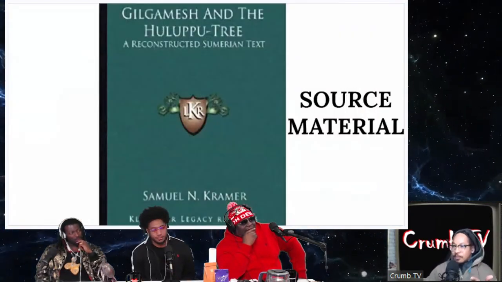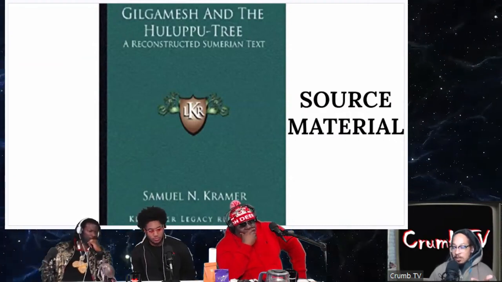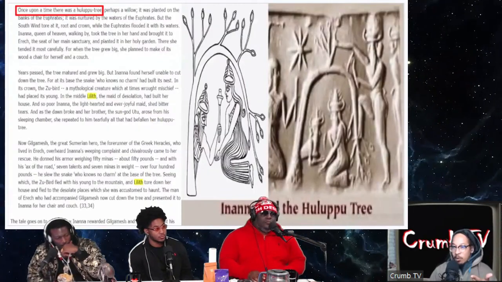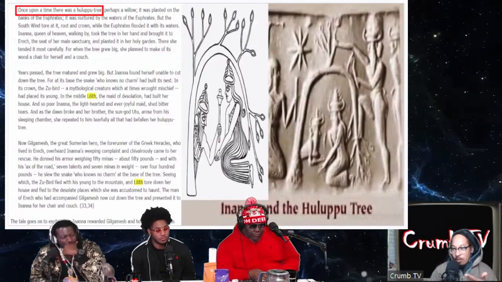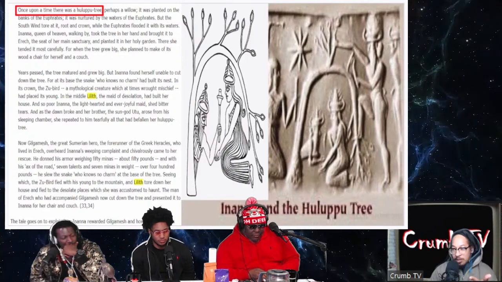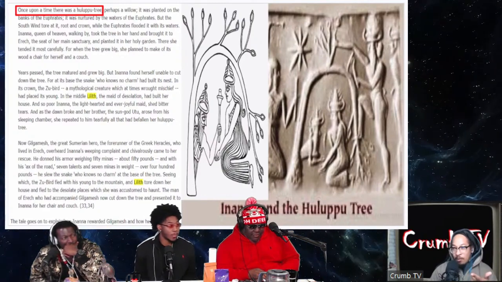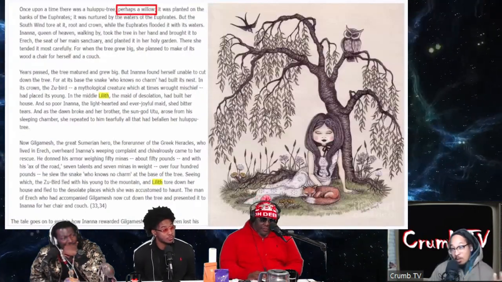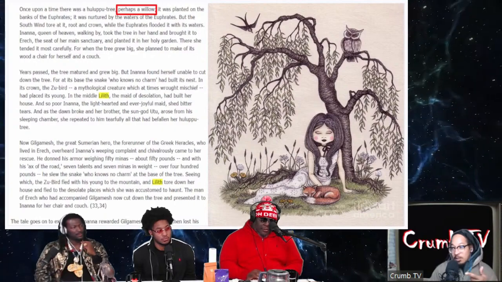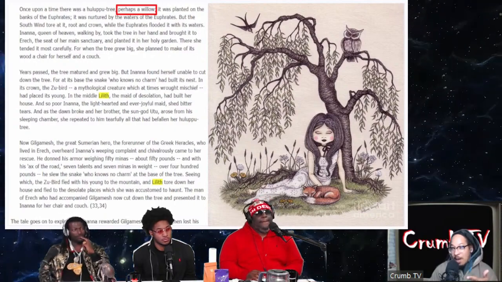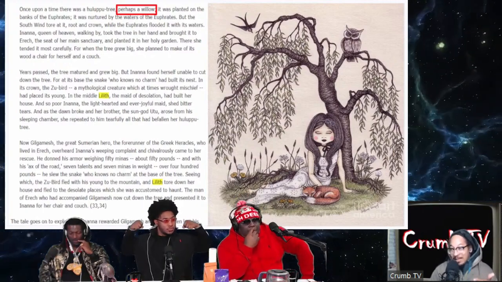I digress. So, Gilgamesh and the Hulupu tree. This is the source material that I'm going to read from real quick. Once upon a time, there was a Hulupu tree. To the right, you're going to see the picture. It says Anana and the Hulupu tree, and they kind of have it bent over. Perhaps it was a willow, the way it was bent over, because you're going to see this girl with the screech owl. I don't see any serpents in this picture, but I don't know if that's that Lilith energy.